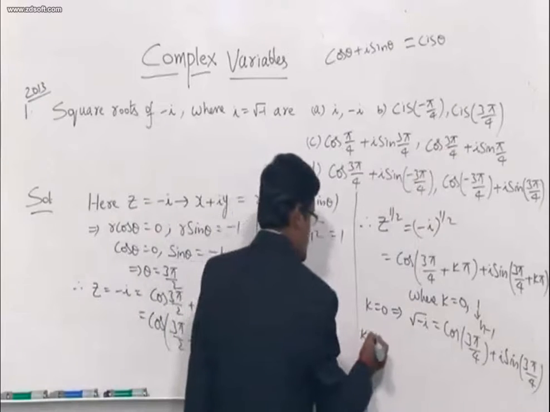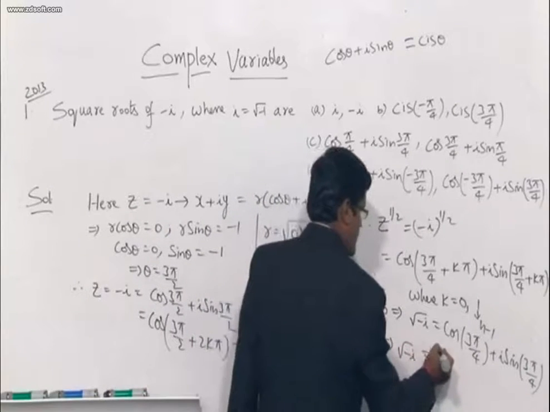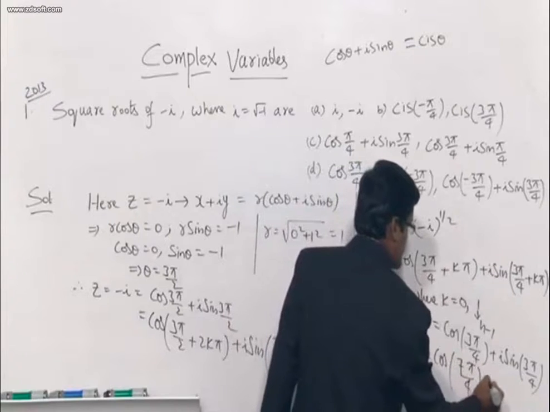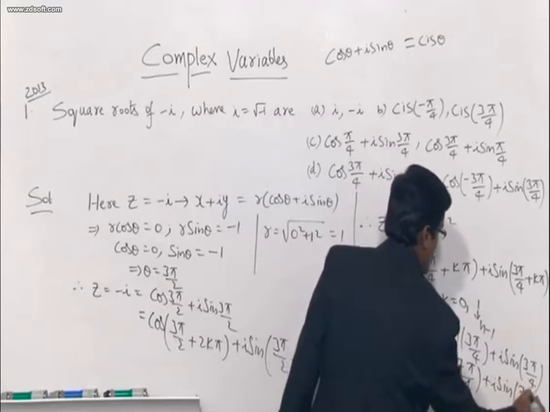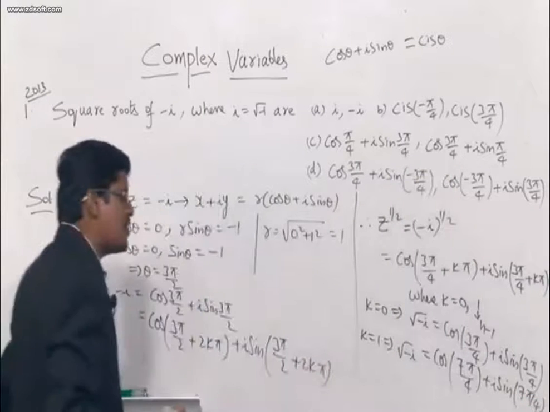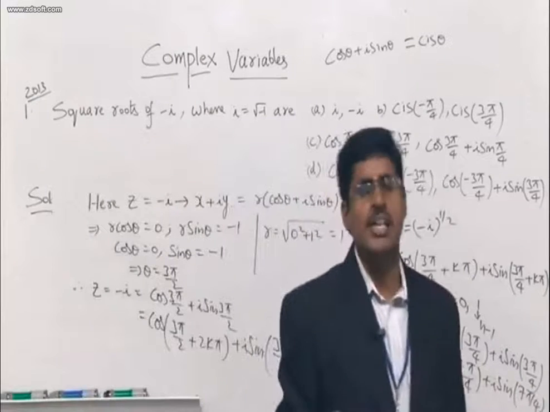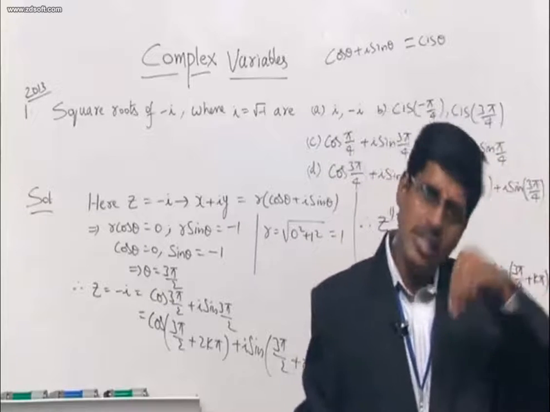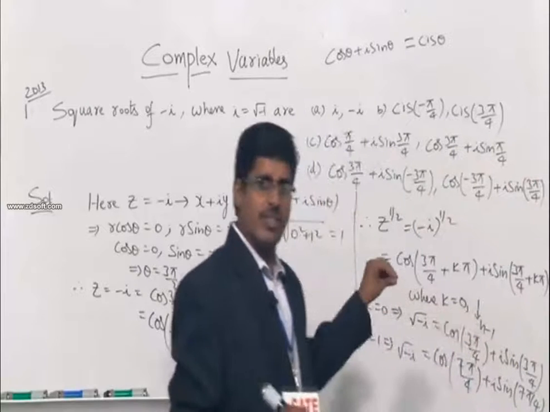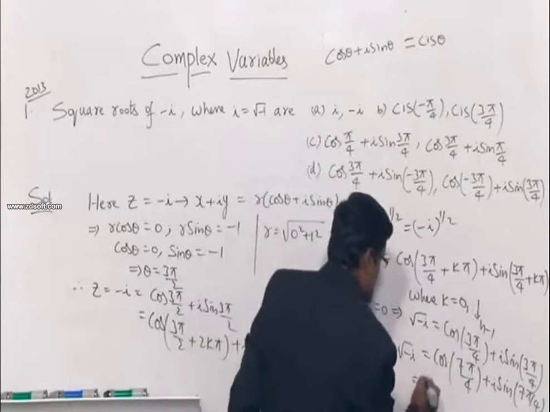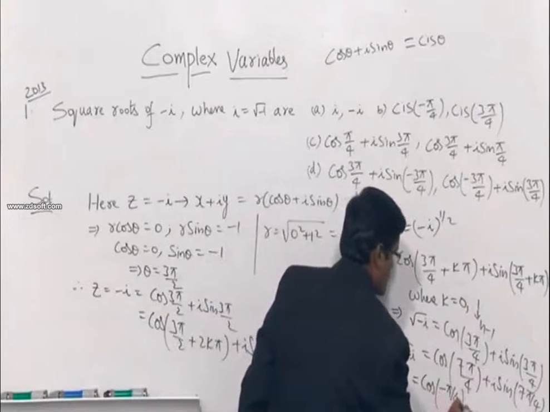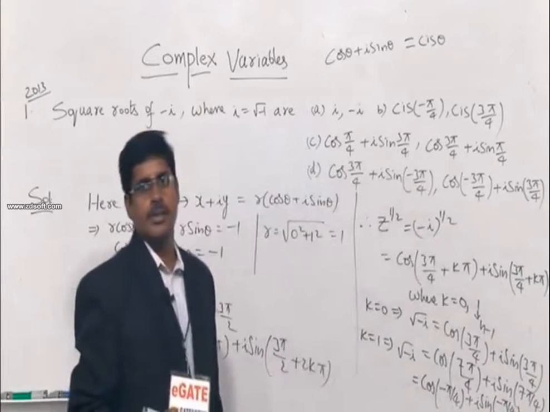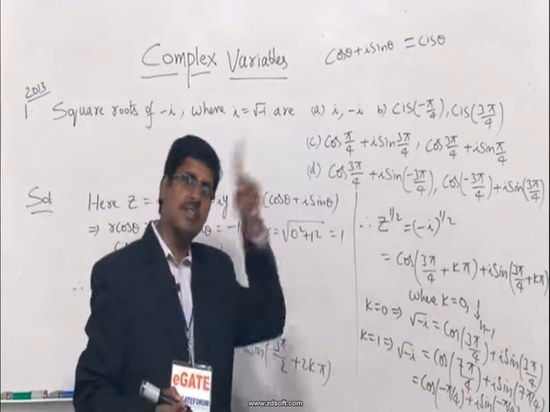That means k is equal to 1, which implies root over minus i is equal to cos of pi plus 3 pi by 4, which simplifies to 7 pi by 4, plus i sin 7 pi by 4. 7 into 45 degrees, that is 315 degrees, is located in the fourth quadrant. It is in the anti-clockwise direction. When it goes in the clockwise direction, subtract 45 degrees from 0 degrees, it will locate the same position as 7 pi by 4, that is 315 degrees. So this can be written as cos minus pi by 4 plus i sin minus pi by 4, because 7 into 45 degrees is nothing but minus 45 degrees.